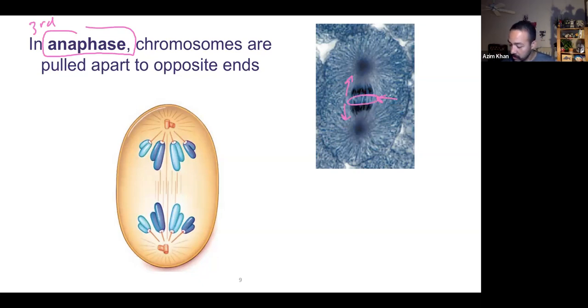You've got chromosomes on one side, chromosomes on the other side, each copy getting pulled to either side. The process of pulling, again, we're not going to emphasize that in this class. There are these spindles shortening, but they're getting pulled to opposite sides. That's anaphase.